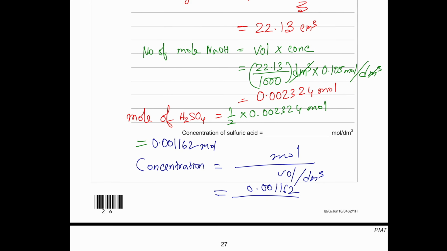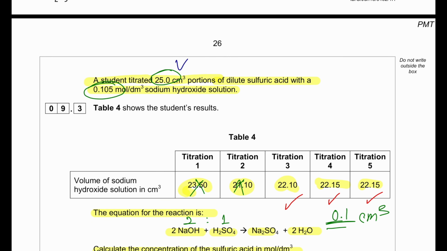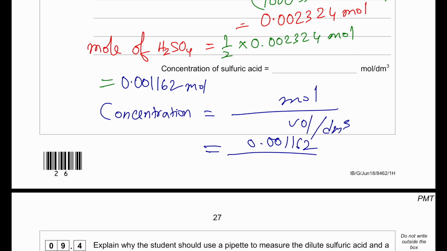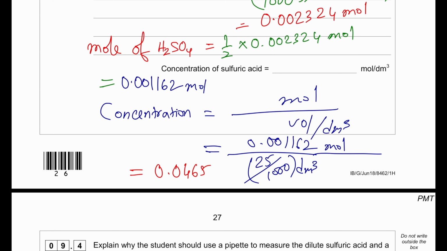Now in terms of the volume, the volume is 25 cm cube. So we're going to put the 25, however we're going to divide it by 1000, because that gives us dm cube, and on top we have mole. When we do the math, we find our answer to be 0.0465 mole per dm cube. Okay guys, that's what we got as an answer.